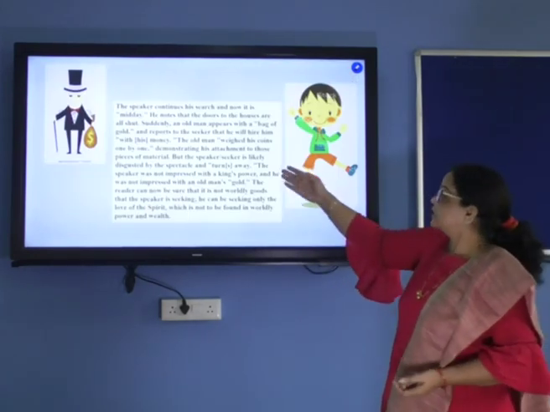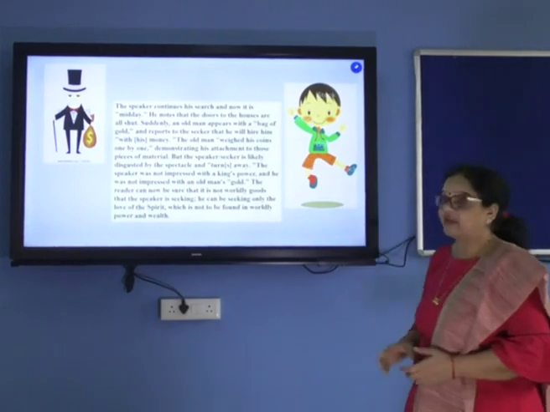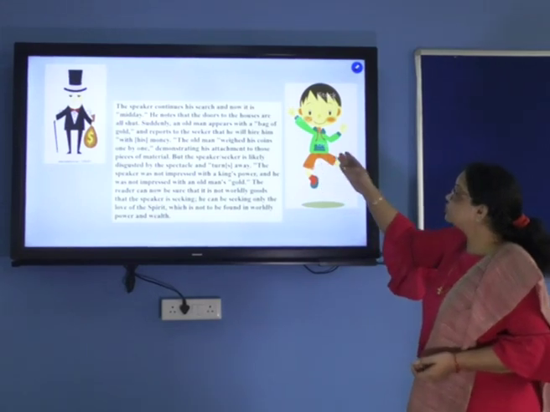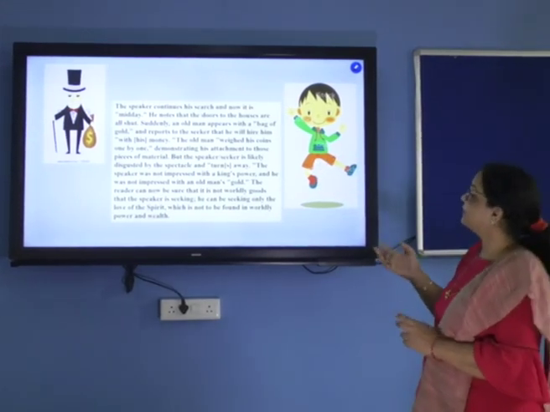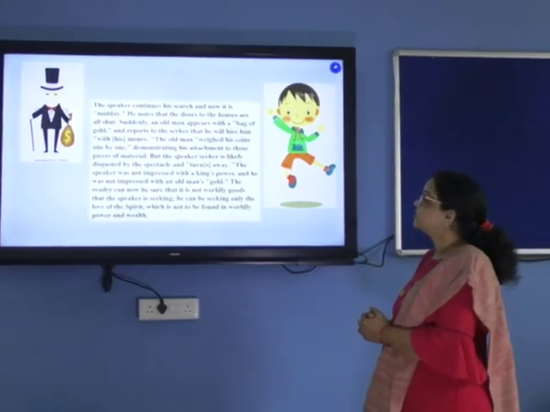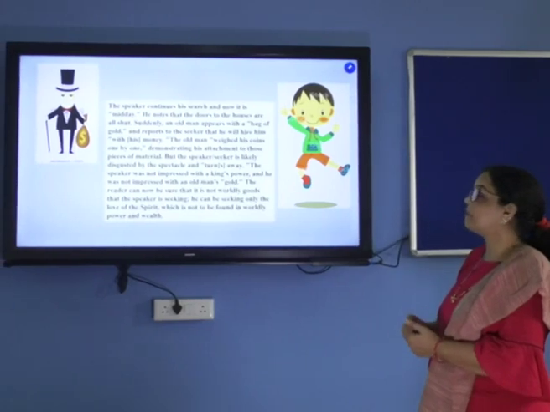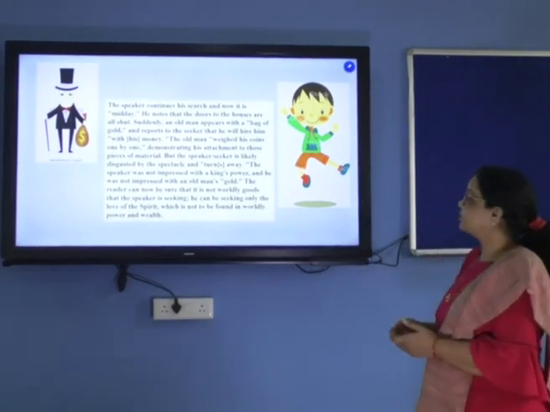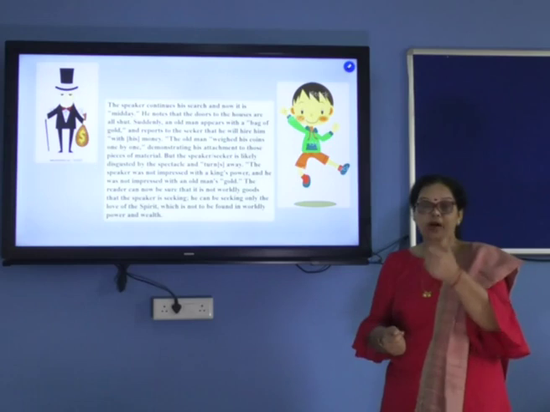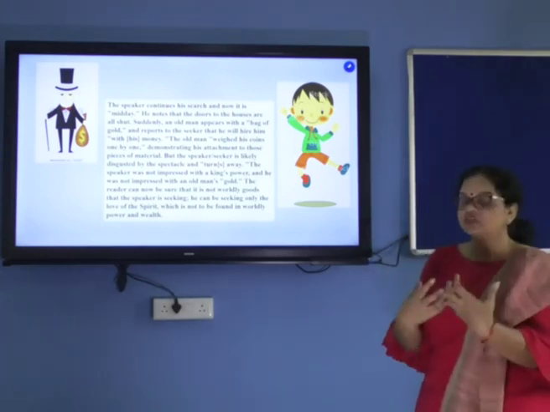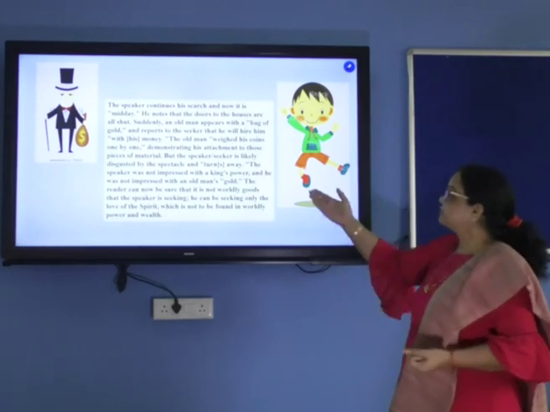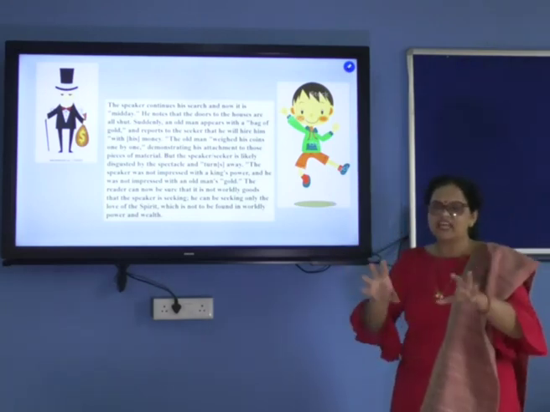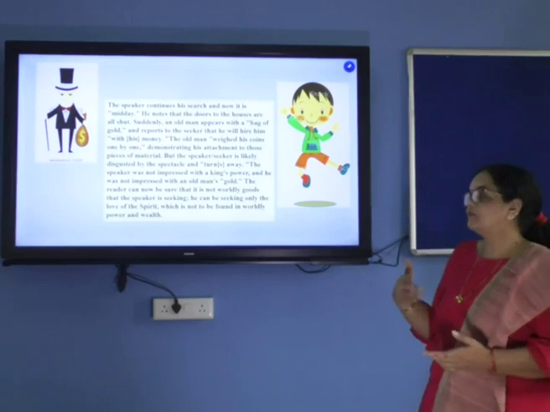Okay, the explanation. The speaker continues his search, and now it is midday. From the morning he has started and it is midday now. He notes that the doors to the houses are all shut. Suddenly an old man appears with a bag of gold and reports to the seeker that he will hire him with his money. The old man weighed his coins one by one, demonstrating his attachment to these pieces of material. So he shows him the coins one by one. This is his attachment, how much he is attached to wealth. But the seeker is likely disgusted by the spectacle and turns away. The speaker doesn't like the scene of his showing off his wealth. So he turns away, he goes away from there.